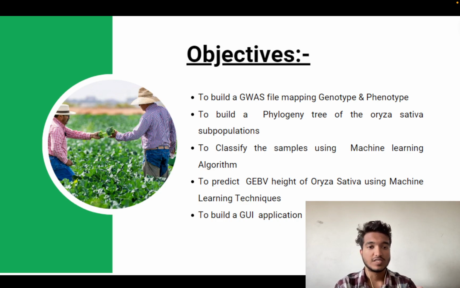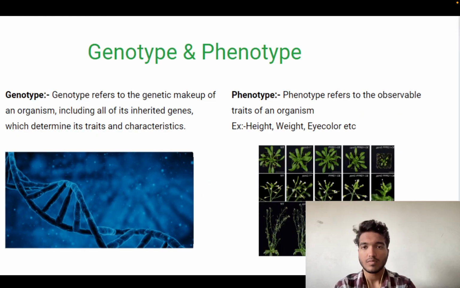Third objective is to classify the sample using machine learning algorithms. Next is to predict the GEBV, genomic estimated breeding value, for height of Oryza sativa using machine learning techniques. And finally, to build a GUI application, which will be a website using React and Flask.